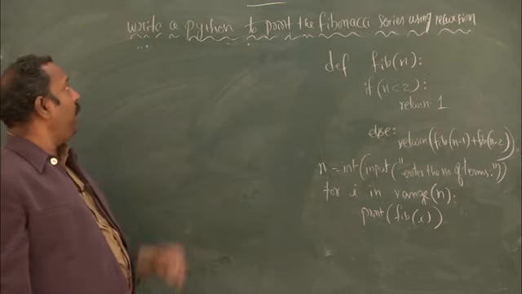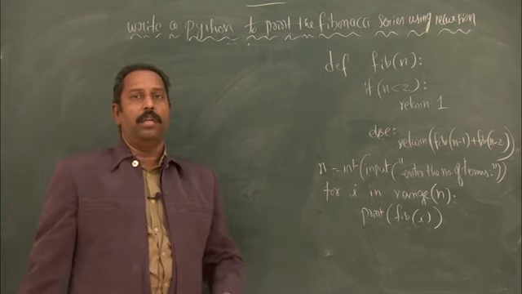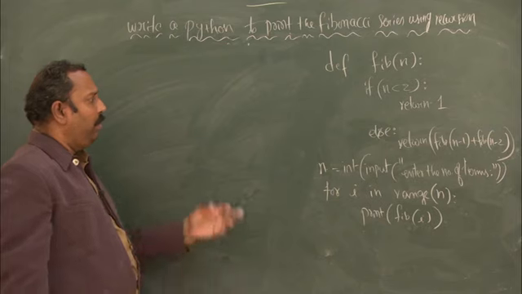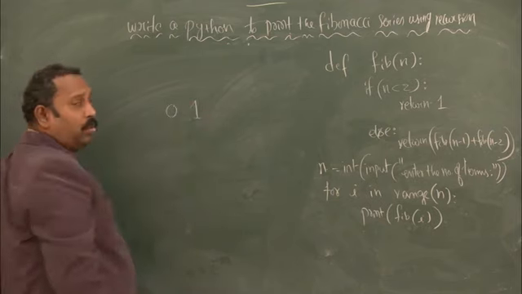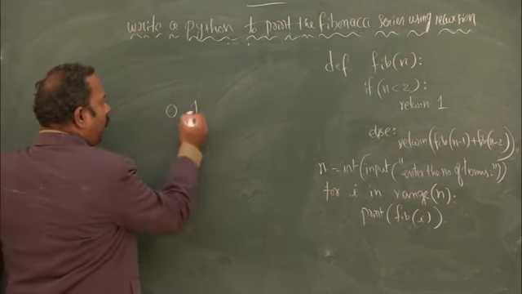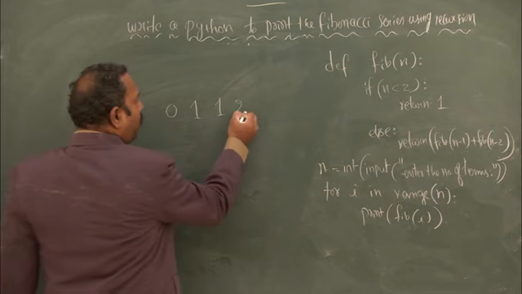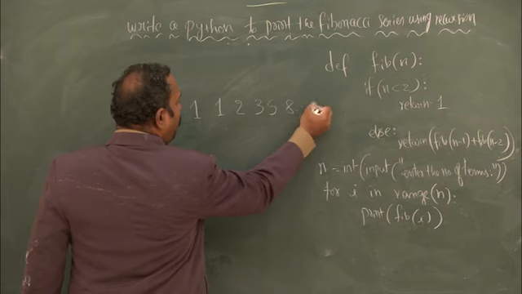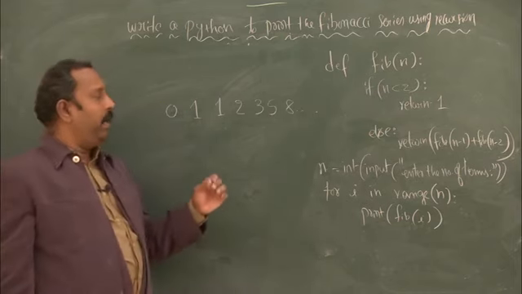Now the next program is to write a Python code to print the Fibonacci series using recursion. So what is the Fibonacci series? Fibonacci series is nothing but we start with two numbers, suppose 0 and 1. Add these two numbers, we get the third number, that is 0 plus 1 is 1. Add the recent two numbers, 1 plus 1, we get 2. 2 plus 1 is 3. 3 plus 2, 5. 5 plus 3, 8, and so on.